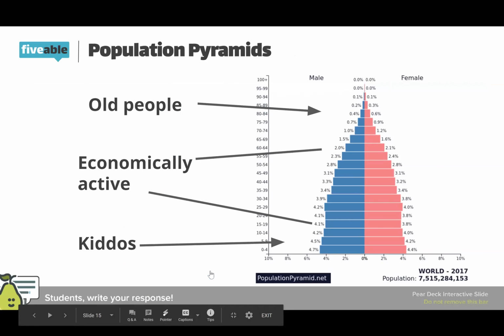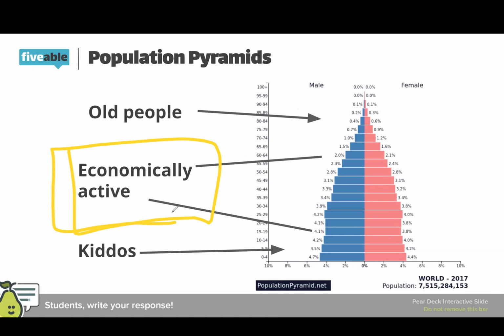Size of economically active populations. So when I use this vocab term right here, economically active, that just means there are people who can have jobs in our society. So it's going to show us what percentage of the population is working. And usually countries want to see a pretty high percentage of that because then people can make their country money.